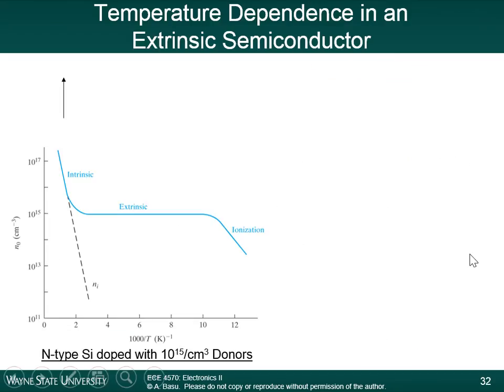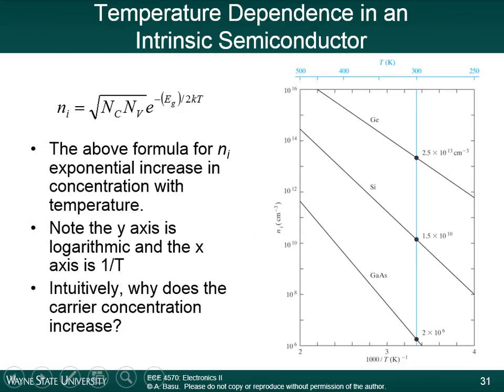What we have here is, on the x-axis, 1,000 divided by temperature, and on the y-axis, the doping density. The x-axis is similar to what we saw on this slide. It's 1,000 divided by temperature. They do this because it's easier to show exponential relationships in this manner. So the right side of the graph is lower temperatures.